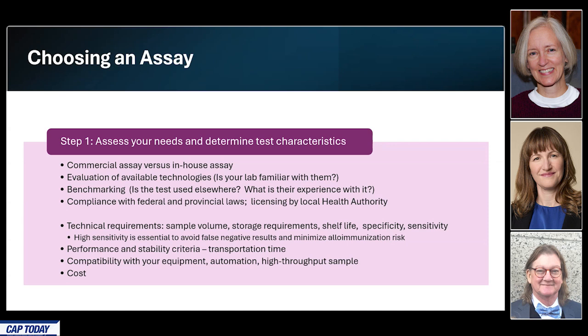Once you have a better idea of what is available, take a closer look at the technical requirements, such as sample volume, storage requirements, shelf life, specificity, and sensitivity. As was explained earlier by Dr. Clarke, high sensitivity is essential to avoid false negative results and minimize the risk of hallucination. You need also to take a close look at performance and stability criteria, considering the transportation time of your samples. Depending on the number of samples your lab will receive, automation and high throughput analysis may be required. Finally, cost has to be considered in your analysis.